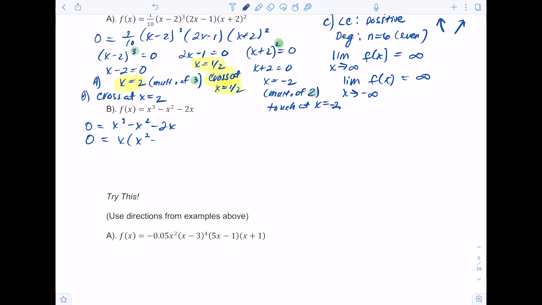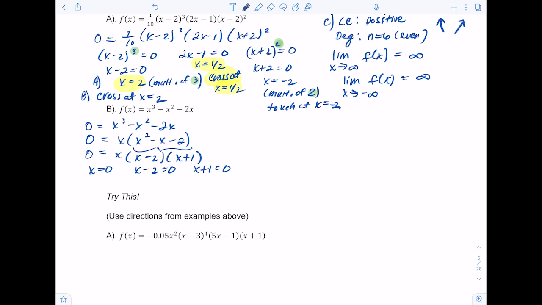This is not factored like letter A was, so I'm going to go ahead and factor it. And here we can factor out an x, and you're left with x squared minus x minus 2. And then I can also factor the inside here. So two numbers that multiply to give you -2 that add to -1, and we get x minus 2 times x plus 1. Okay, and I'm going to set each of these factors equal to 0.